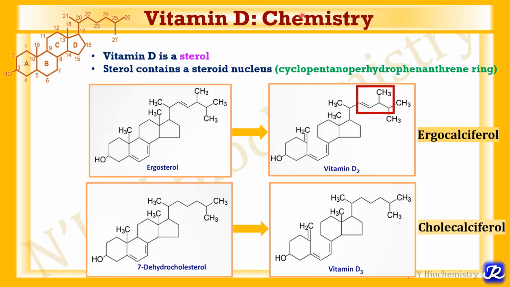Now, how are ergocalciferol and cholecalciferol different from each other? Ergocalciferol differs from cholecalciferol by having a double bond between C22 and C23 and a methyl side chain at C24. So here you can see in cholecalciferol there is no double bond between carbon number 22 and carbon number 23 and no methyl group or methyl side chain attached at carbon number 24. So this is how ergocalciferol is different from cholecalciferol.